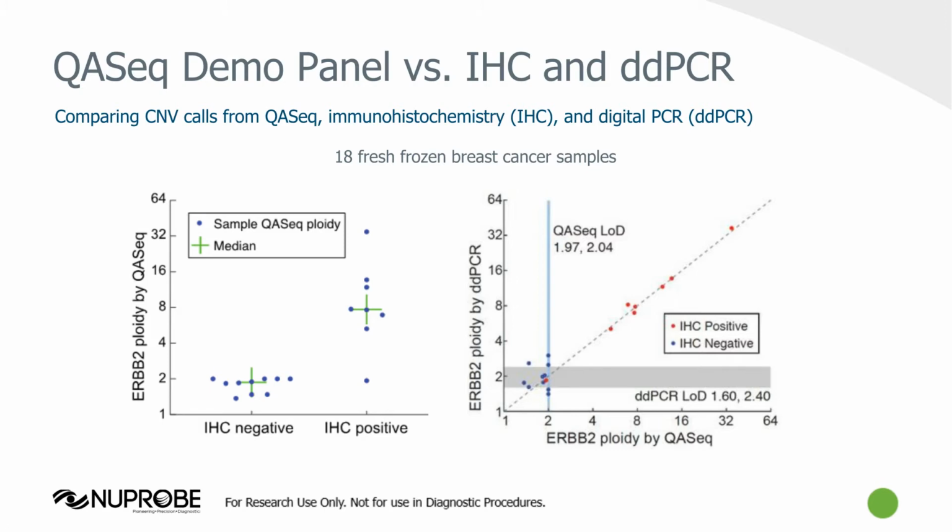We suspect that there is no DNA alteration in this specific sample at the DNA level, but there may be a downstream irregular translation or protein synthesis that actually gives the positive signal in IHC. In the right figure, the vertical blue bar represents the LOD of QASeq, and the horizontal gray bar is for the limit of detection for ddPCR. In the comparison between ddPCR and IHC, we can see that there are noticeable IHC negative samples that are called positive gain by ddPCR, while there is none in QASeq. Therefore, we demonstrated a much better concordance with IHC compared to ddPCR.